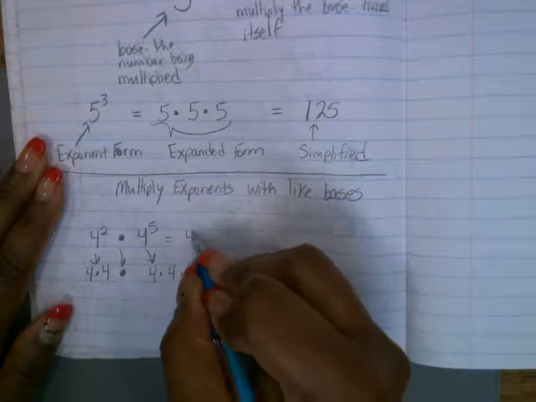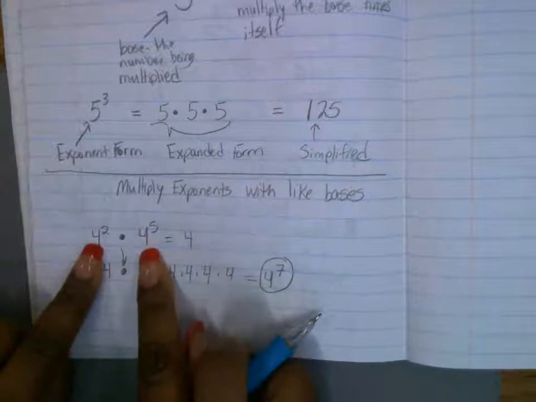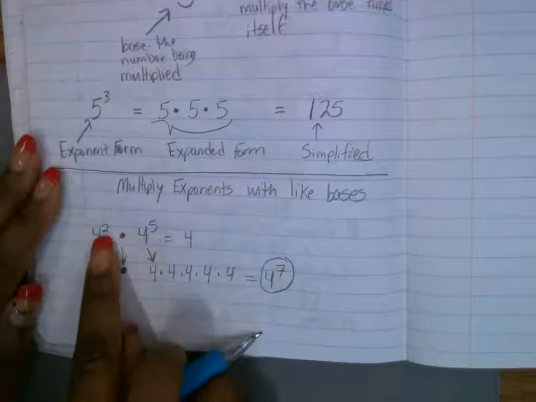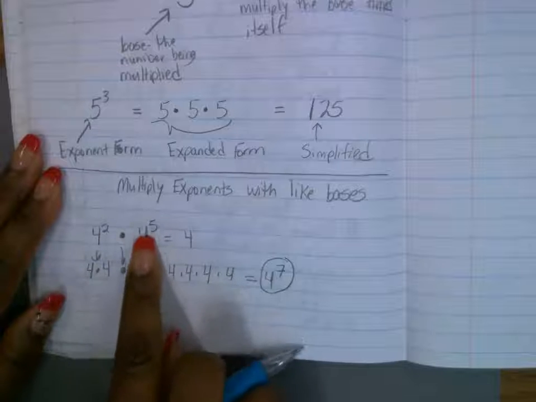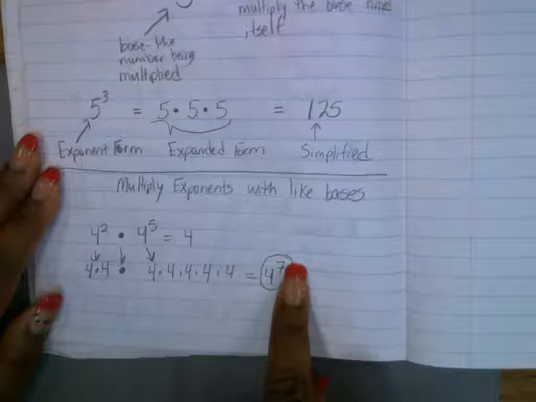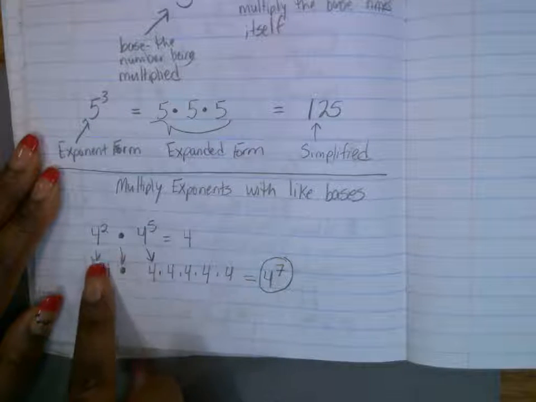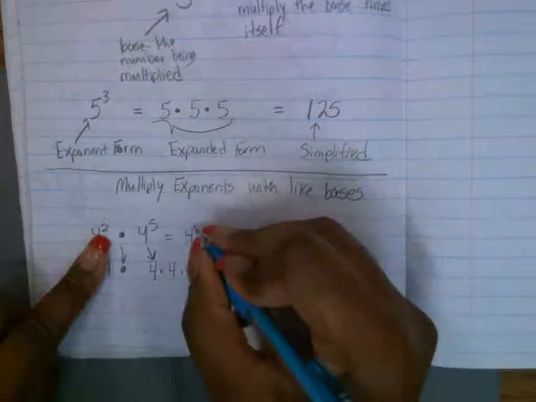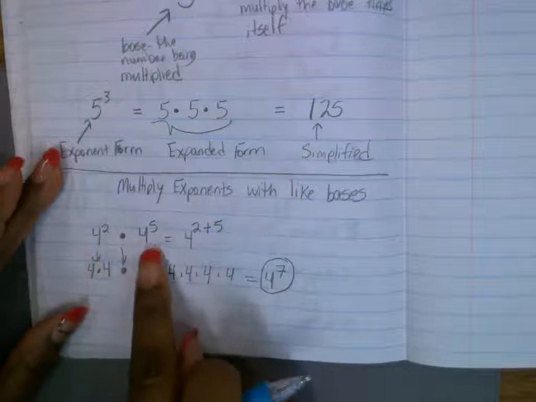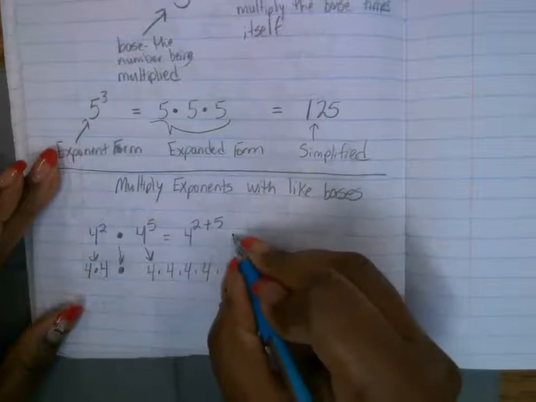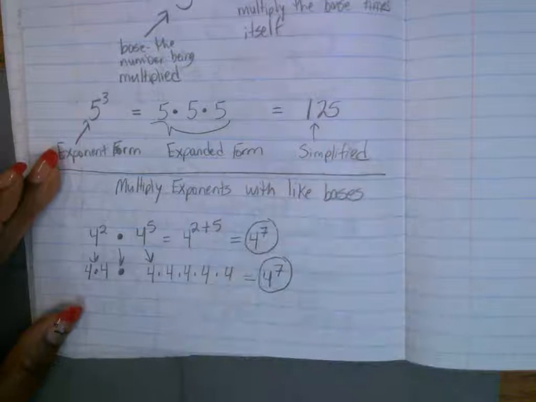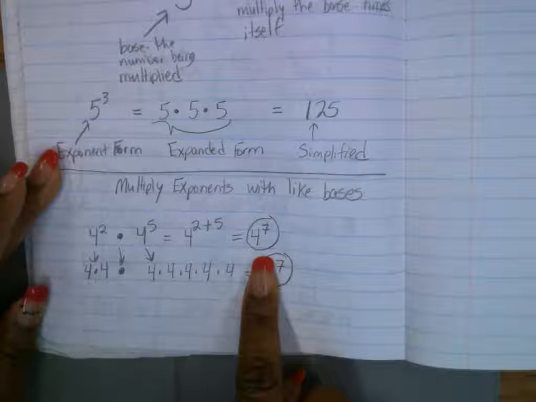So you have 4 as the same base, and you're going to add the exponents because 4 to the second power is written like this, 4 to the fifth power is written like this. 4 is being multiplied a total of 7 times. So the shortcut way of doing this, instead of writing in expanded form, is to just say 2 plus 5. 4 is being multiplied 2 times here. 4 is being multiplied 5 times here. So my answer, 4 is being multiplied a total of 7 times. This is the short way of doing that problem.